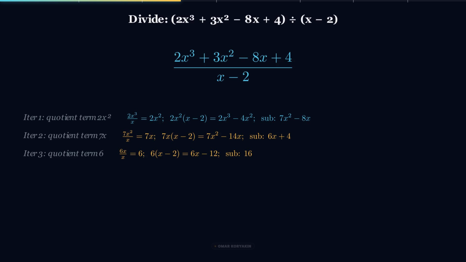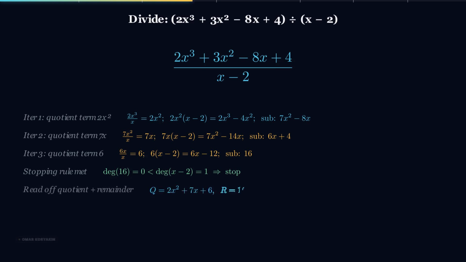The current remainder is 16, which has degree 0, less than the divisor degree 1. Stop. Step 4. Read off the result. The quotient is 2x squared plus 7x plus 6. The remainder is 16. Write the answer in the form dividend equals quotient times divisor plus remainder: 2x cubed plus 3x squared minus 8x plus 4 equals the quantity 2x squared plus 7x plus 6 times the quantity x minus 2, plus 16.